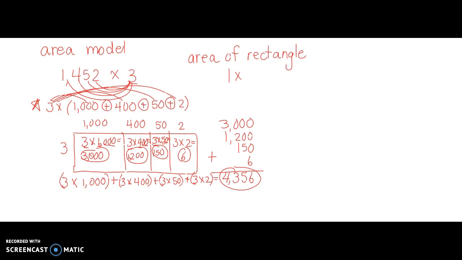3 times the thousands place, 3 times the number in the hundreds place, 400, 3 times the tens place, and 3 times the ones place.